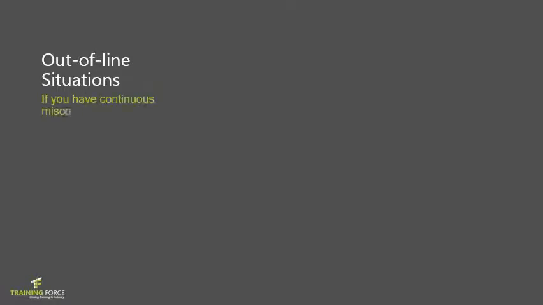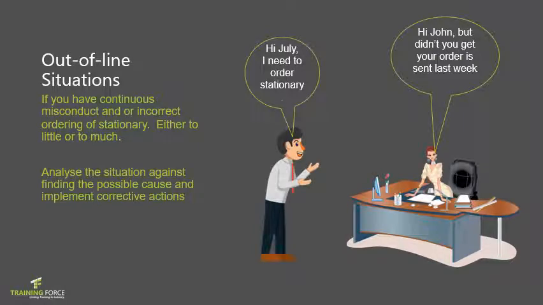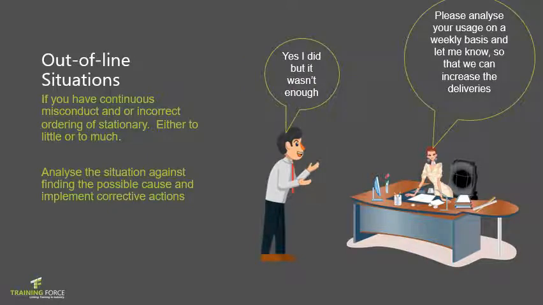If you have continuous misconduct or incorrect ordering of stationery from employees, either too little, too much, whatever the case may be, analyze the situation to find possible causes and implement corrective actions. If the analysis shows that 10 pens, for instance, were issued to John's department in one day, however, there are only 5 people working there, we need to know that something is wrong and that the stationery is being misused. In this case, stock should be refused and a meeting arranged with the relevant parties to address the situation.